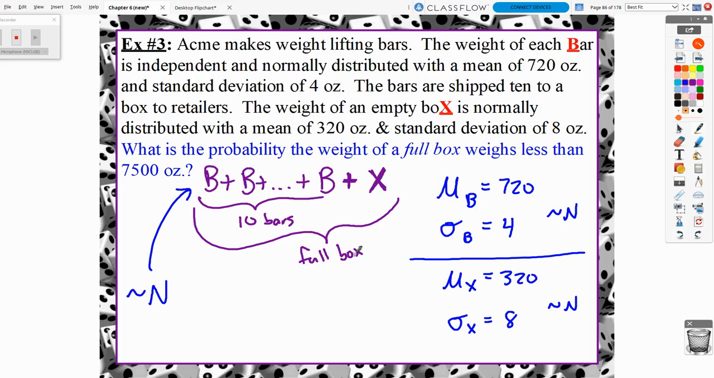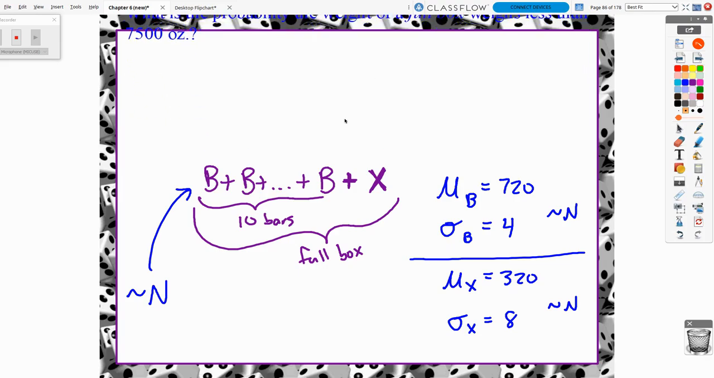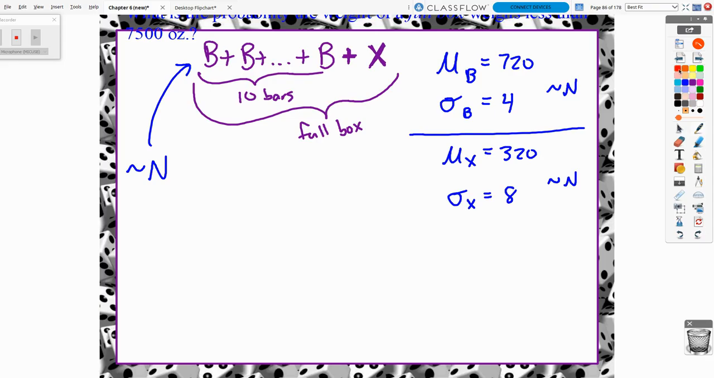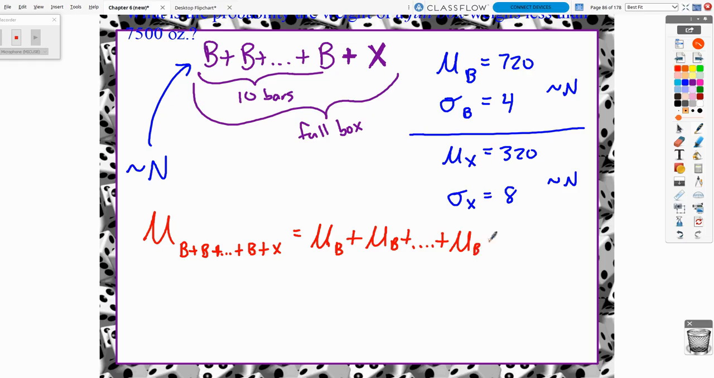All right, so the mean. Here's what we'll do. Let's move that up here. Perfect. So now the mean of B plus dot dot dot plus B plus an X just means that we can add all of these individual means. So we have mu sub B plus another mu sub B plus dot dot dot plus a tenth mu sub B plus a mu sub X.